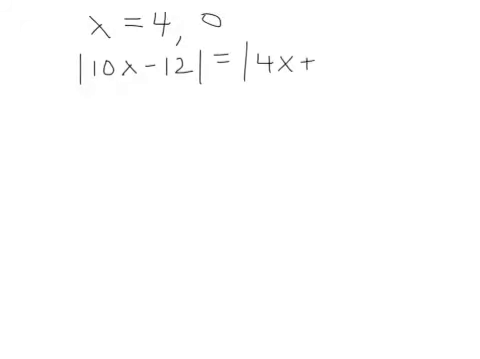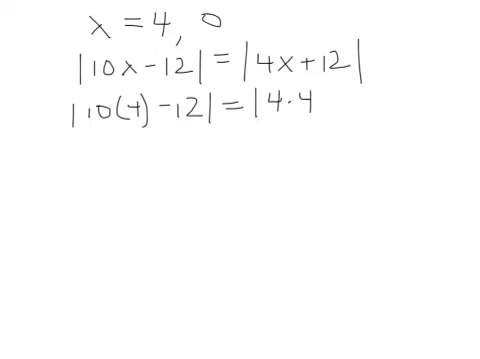Now let's check and see if our solutions are correct. So our solutions were 4 and 0. So we're going to check and see if those are right. So our original problem was the absolute value of 10x minus 12 should equal the absolute value of 4x plus 12. So let's substitute our solutions and make sure that those are making the equation true. So if I substitute 4, it's 10 times 4 minus 12 should equal the absolute value of 4 times 4 plus 12.